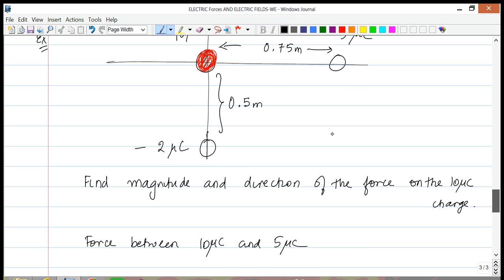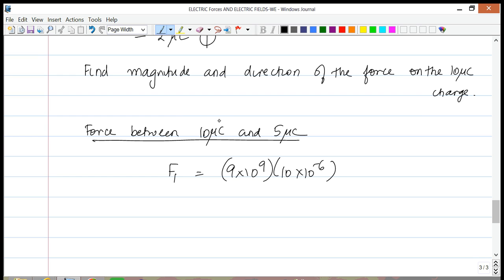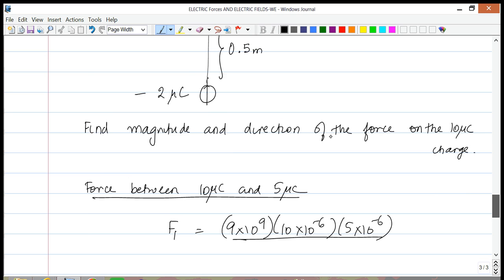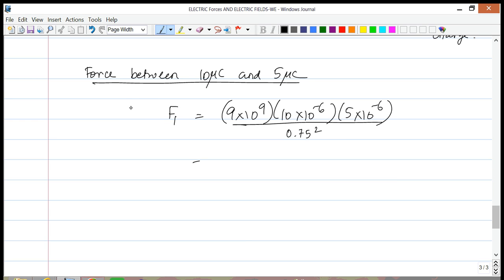The magnitude of that force, let's call it F1, is going to be 9 times 10 to the 9 times 10 times 10 to the minus 6 multiplied by 5 times 10 to the minus 6, and you divide it by 0.75 squared. Let's calculate this value, and what we end up getting is 0.8 newtons.